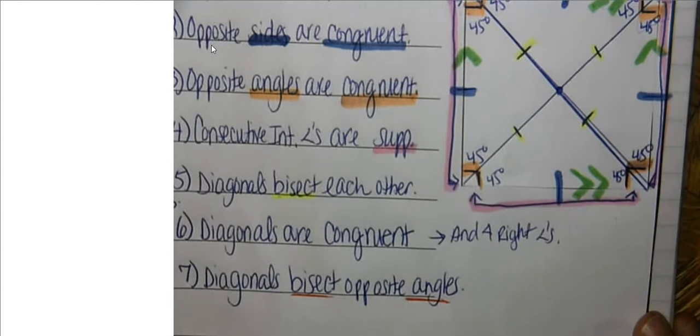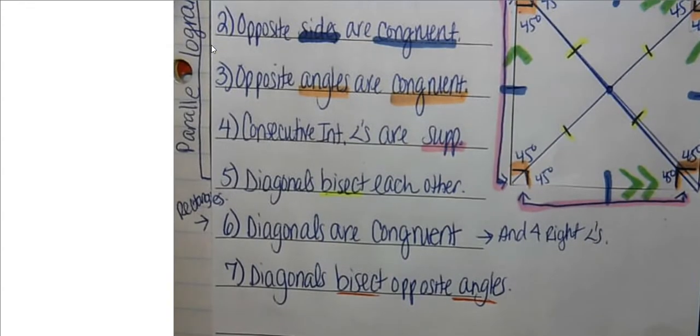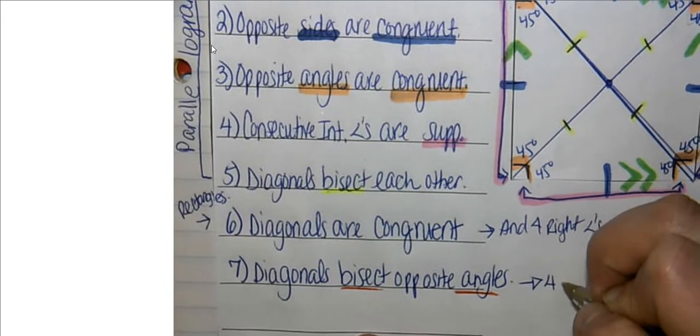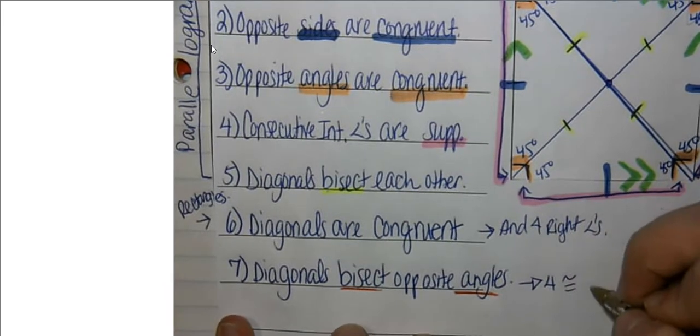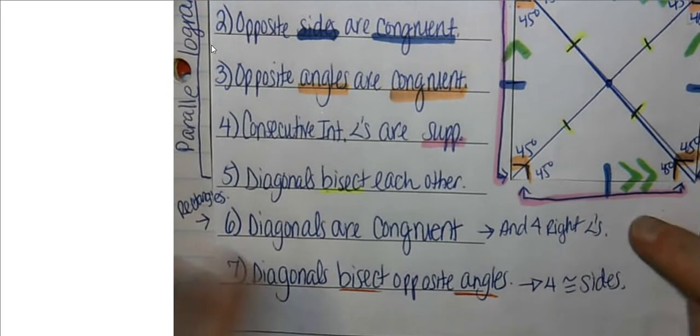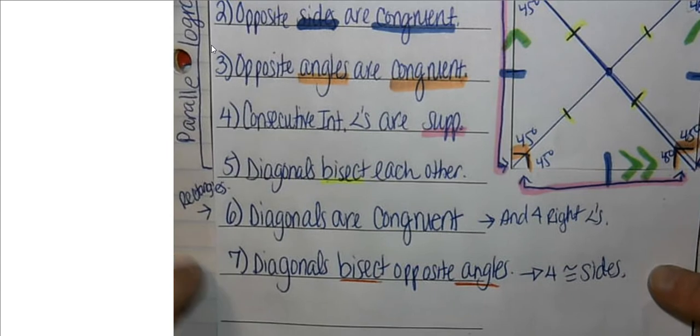So I want to mark that up. The diagonals bisect the opposite angles. Not to mention there does exist 4 congruent sides, so I want to make sure I write that down. They got the 4 congruent sides from rhombuses. So they got the 4 congruent angles from rectangles, 4 congruent sides from rhombuses.